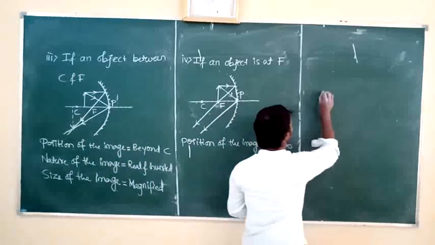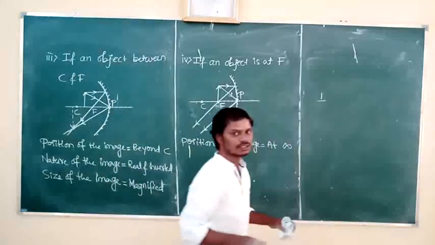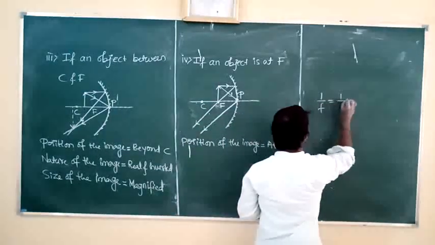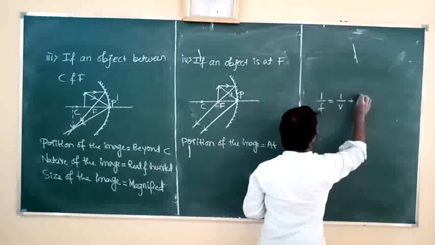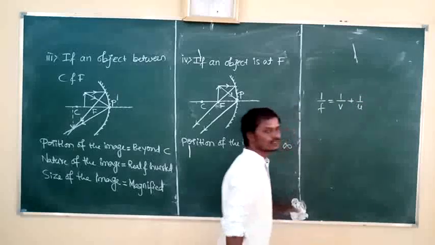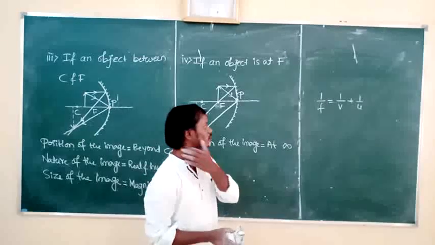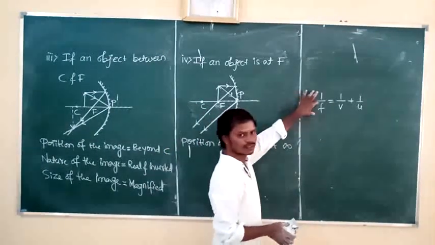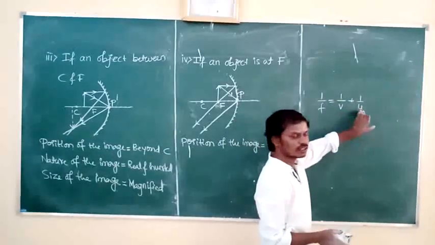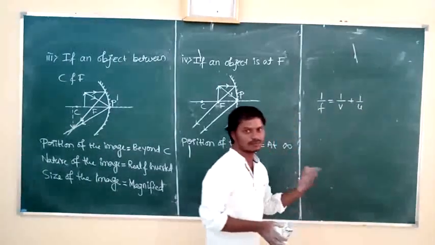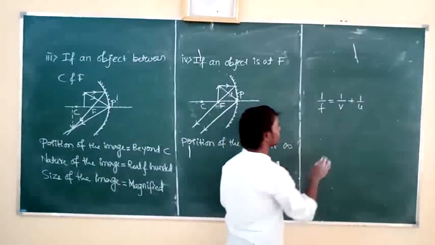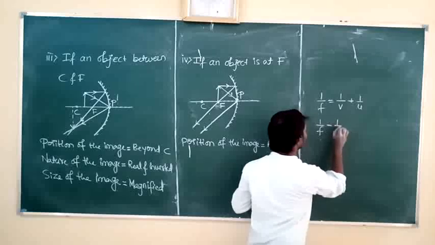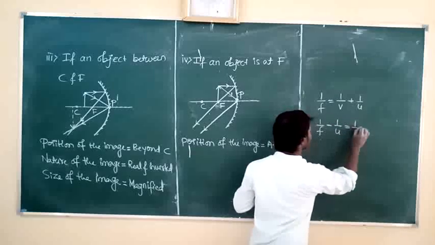See here, what is the mirror equation? We will discuss the mirror equation in the next class. 1 by f is equal to 1 by v plus 1 by u. So now, what about 1 by f and 1 by v here? What is f here? Focal length. What is u here? Object distance. What is v here? It is the image distance. So let us take 1 by f minus 1 by u. It is 1 by v.